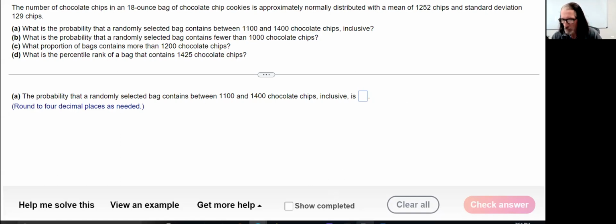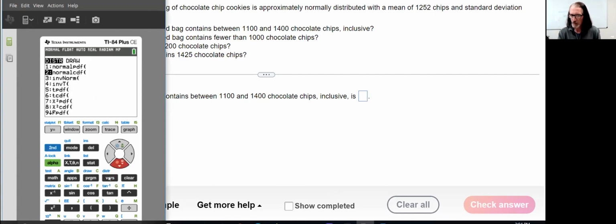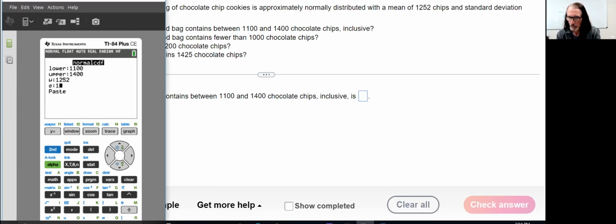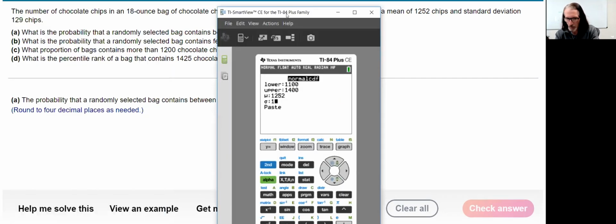So you can't see it, but I see a dash T here. You use the TI-84's normal CDF under second bars or distributions. We'll go from 1,100 to 1,400. The mean was 1,252, and the standard deviation was 129.